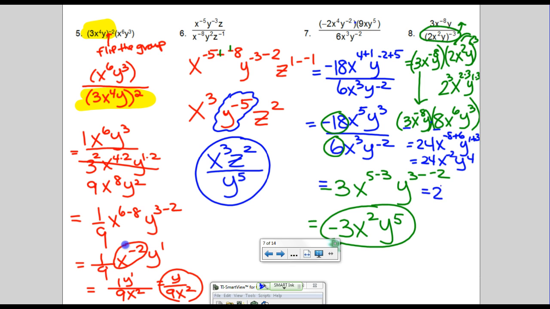And then lastly, bringing down the power, the negative power, that's going to flip. And that's your final answer.